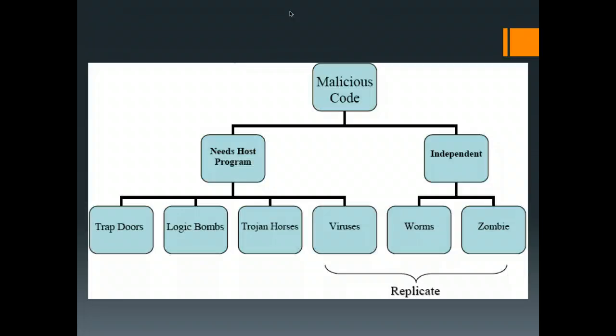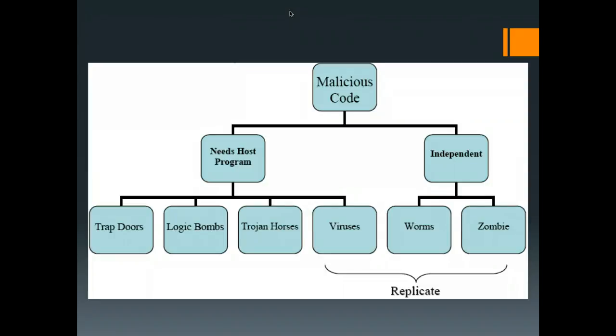And then I have a picture here, which is kind of everything that I've gone over. You have your malicious code, and then it branches off into two things. Programs that need a host, such as trapdoors, logic bombs, Trojan horses, and viruses. And then you have independent malicious code, which is worms and zombies. As you can see, the viruses, the worms, and the zombies can self-replicate and just expand and cause more problems.